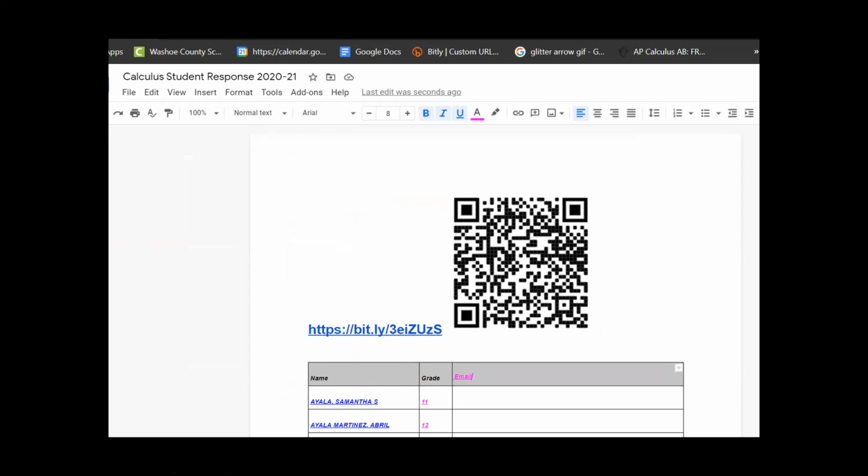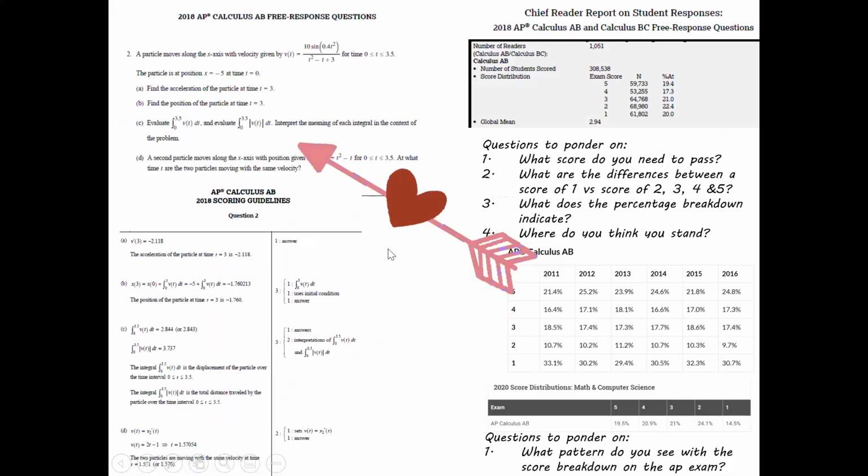So you can either type in this tiny URL or use this QR code. Find your name on the very bottom and then type in your email address so that way I can get a hold of you during the next couple of weeks. And then with that said, we're going to go ahead and get started on this question. So pause the video, take a moment, and make sure you understand what the question is asking.